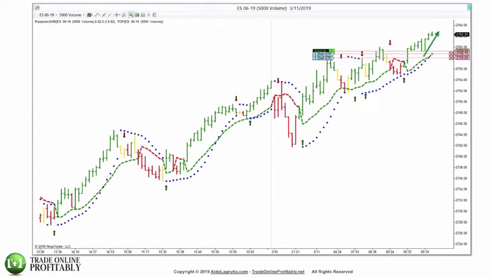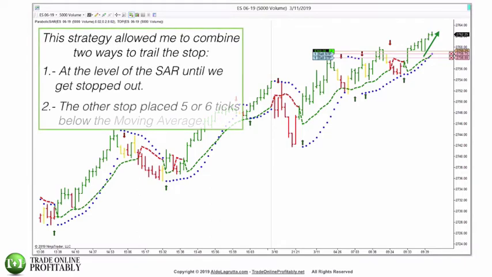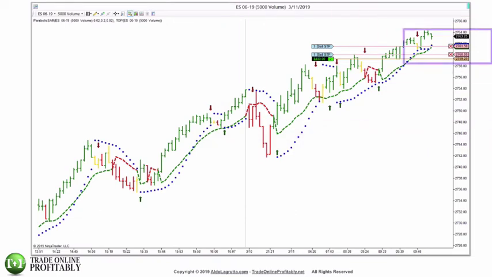Prices continued moving higher, and you'll notice that this strategy allowed me to combine 2 ways to trail the stop. The first was at the level of the SAR until we get stopped out, and the other stop placed 5 or 6 ticks below the moving average. At this moment, I have both my stops above the entry level. The trade is already a guaranteed winner. One of my stops continued being trailed at the SAR level, while the other remained about 6 ticks below the moving average.